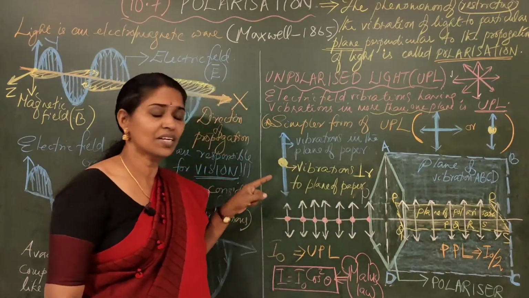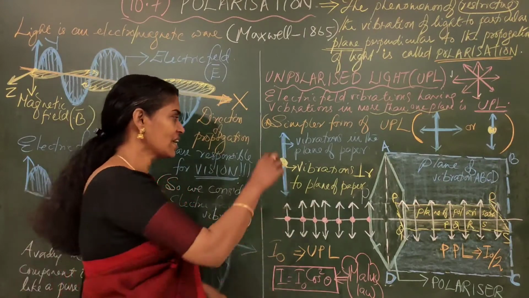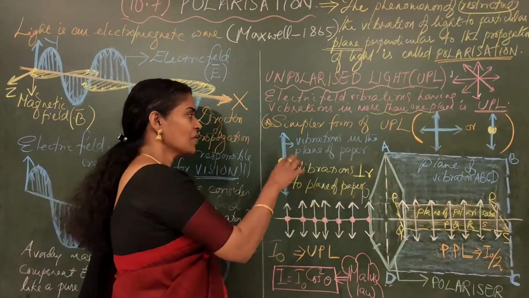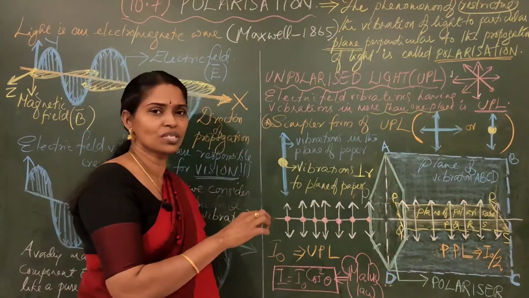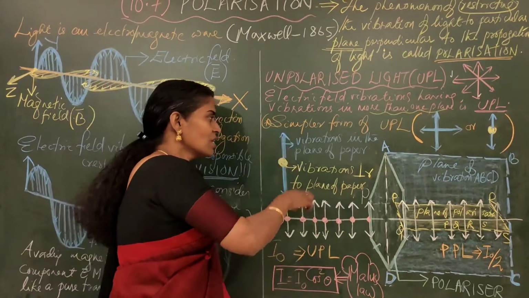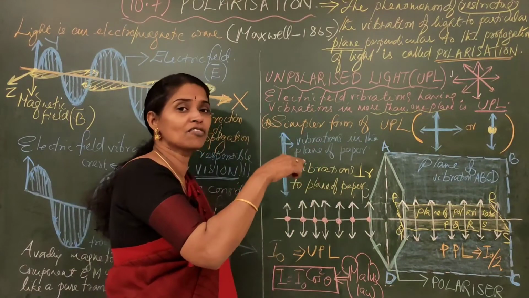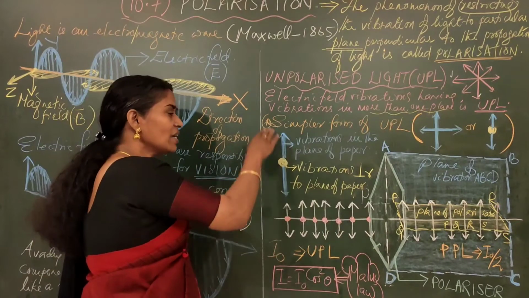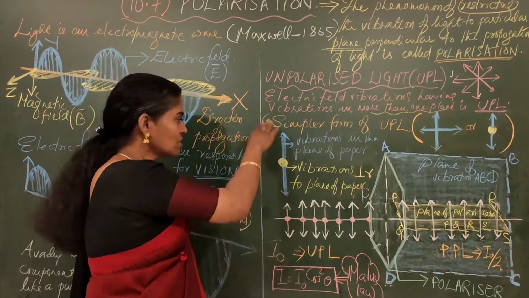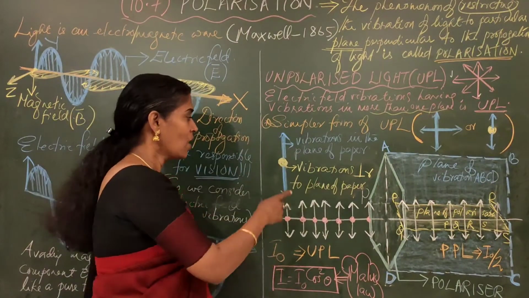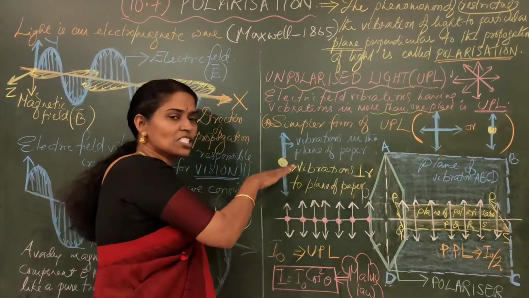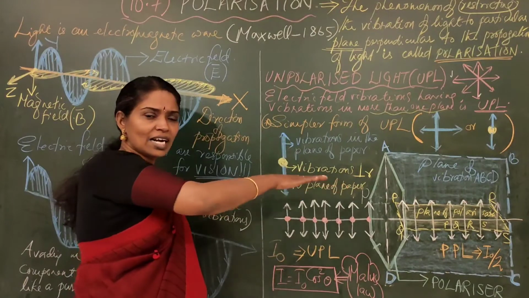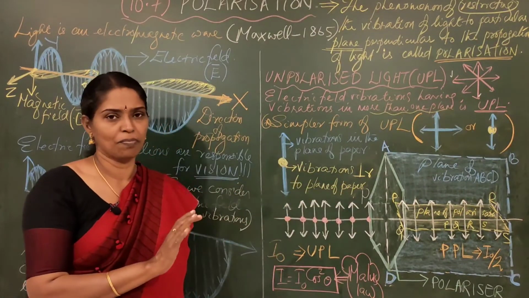The meaning of that representation is, this is again unpolarized light. Here the blue shade shows that the vibration is in the plane of the paper. This is the plane of the paper, and the vibration is carrying on in the plane of the paper. Now this shows a vibration which is exactly perpendicular to the plane of the paper.